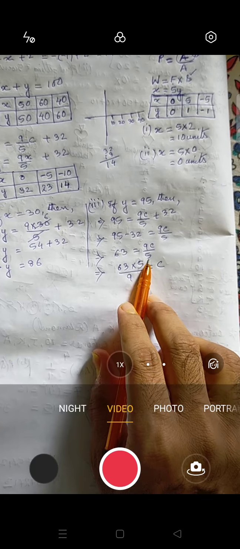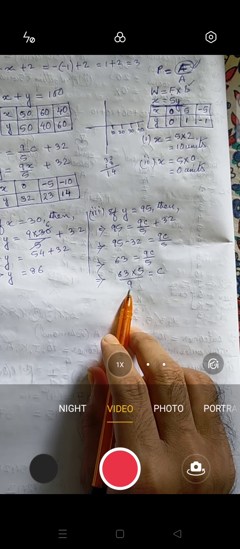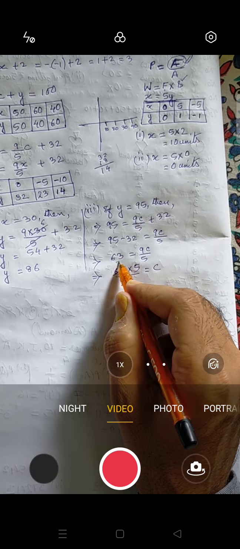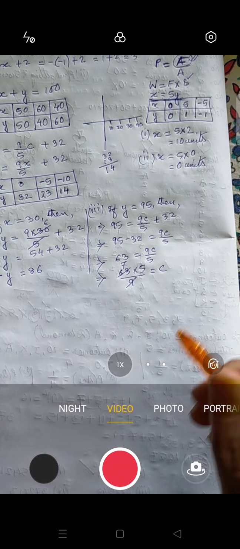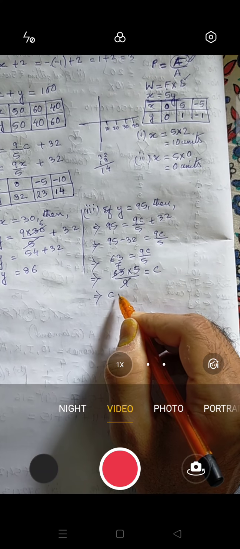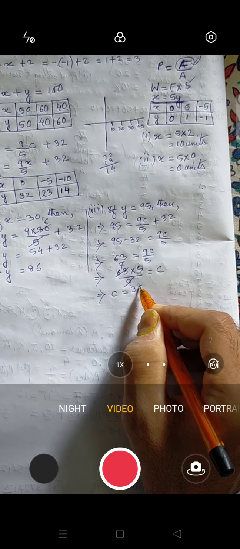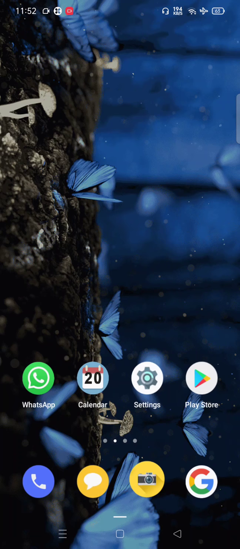This one will transfer to the numerator and this one to the denominator. 9 sevens are 63. So you can write c is equal to 35. Sorry, my mistake. This should be x. C should be x. So x is equal to 35. Any problem?